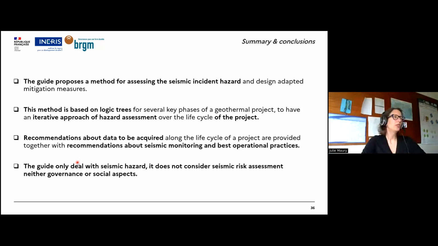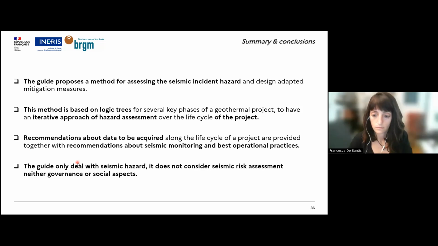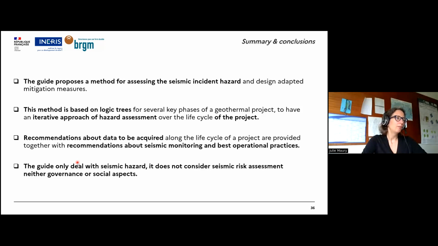So the guide proposes a method for assessing the seismic induced hazard and designing adapted mitigation measures. It's a method that is based on a logic tree, and it is iterative, to be done over the lifetime of the project. We also provide some recommendation about data to be acquired. We did not detail everything about that, but we also provide a recommendation about seismic monitoring and best operational practice. One point to consider is that the guide only deals with seismic hazard. It does not consider seismic risk assessment, nor governance or social aspects.